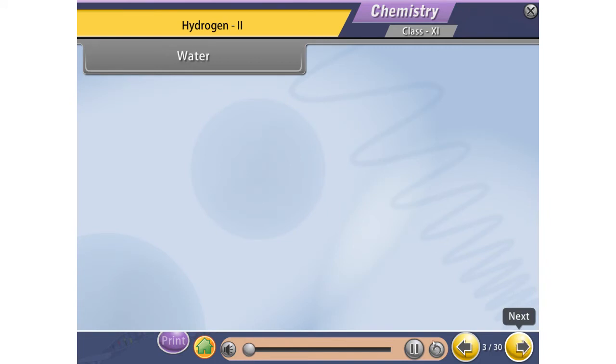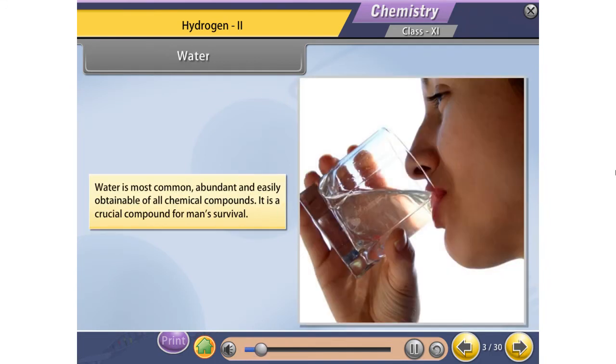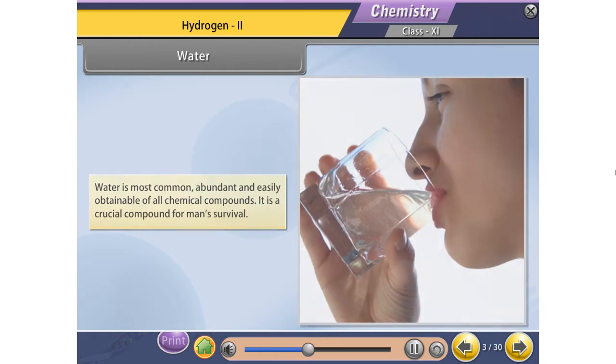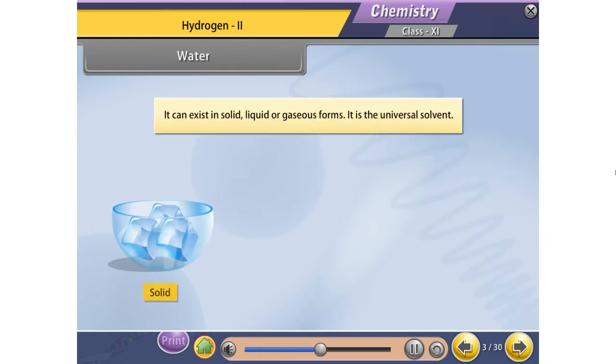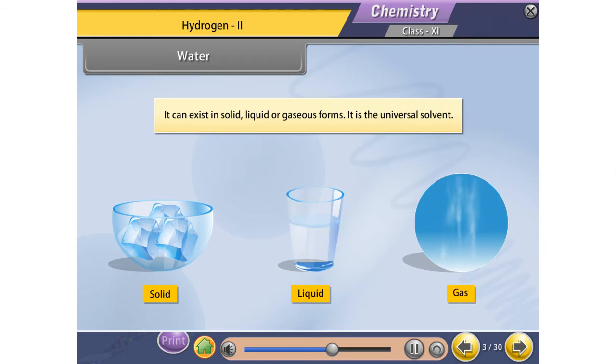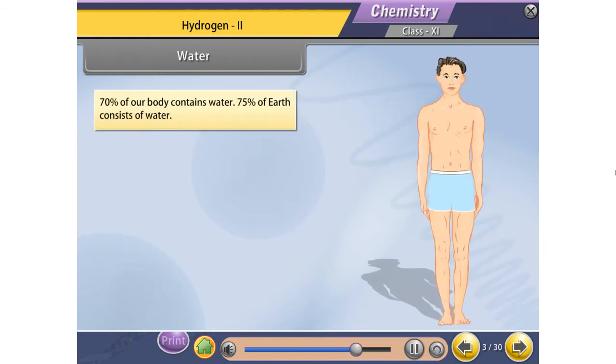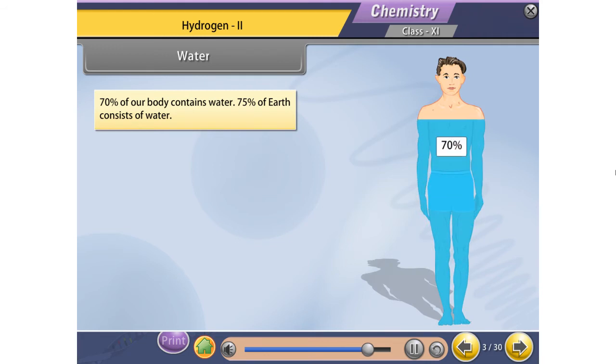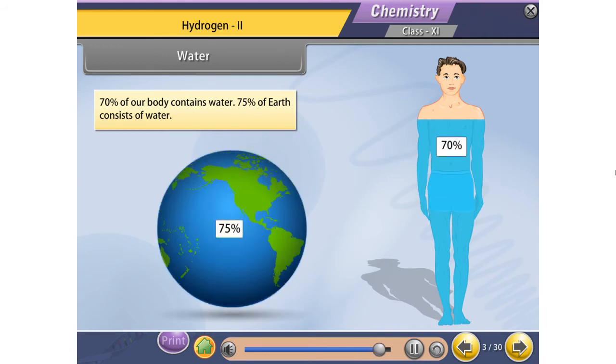Objectives: water. Water is the most common, abundant and easily obtainable of all chemical compounds. It is a crucial compound for man's survival. It can exist in solid, liquid or gaseous forms. It is the universal solvent. 70% of our body contains water. 75% of Earth consists of water.